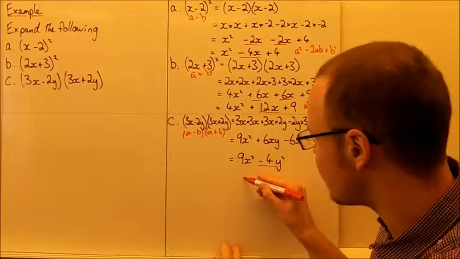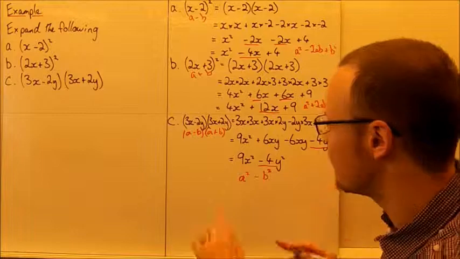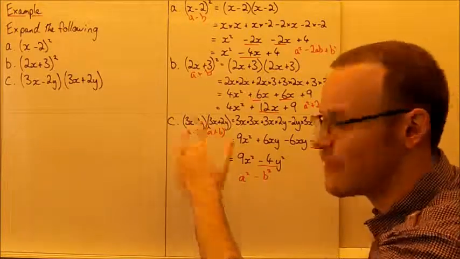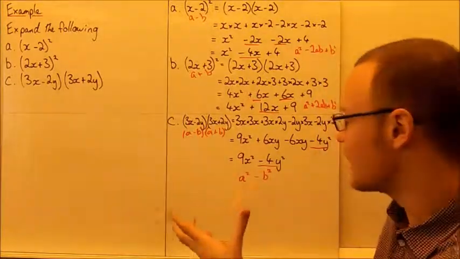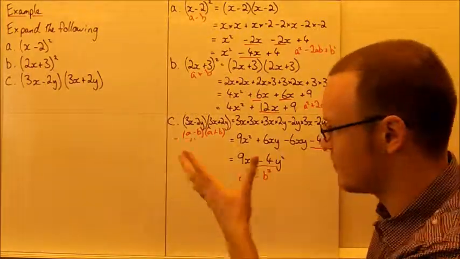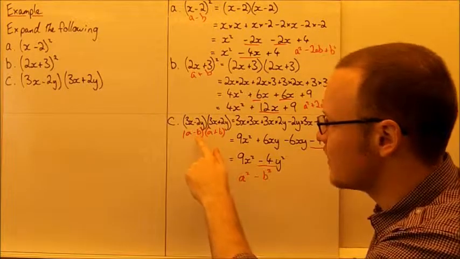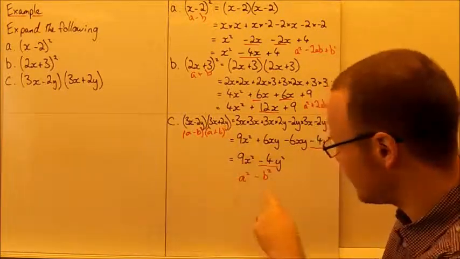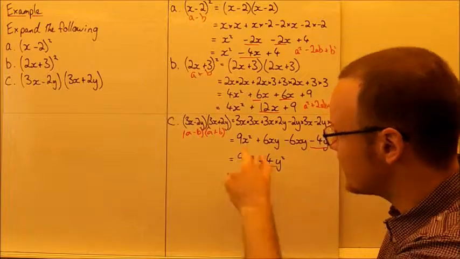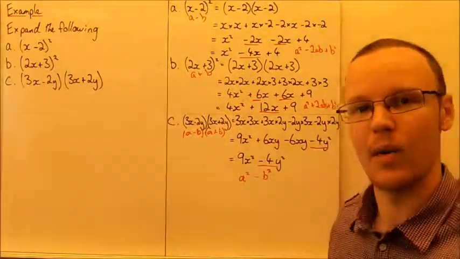And let's see if this is in the format of a squared minus b squared. So a here is 3x. 3x all squared is 3 times 3, 9, x times x is x squared, so 9x squared. Let's just check what b is. b is going to be 2y, so we're subtracting away 2y all squared, so 2 times 2 is 4, y times y is y squared.